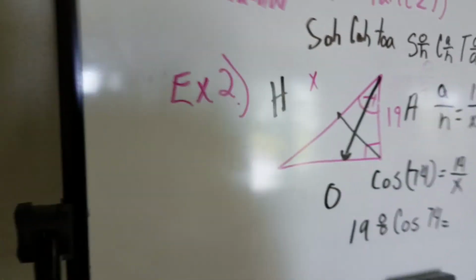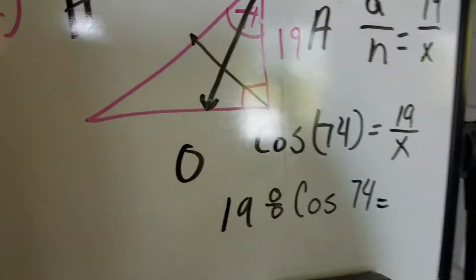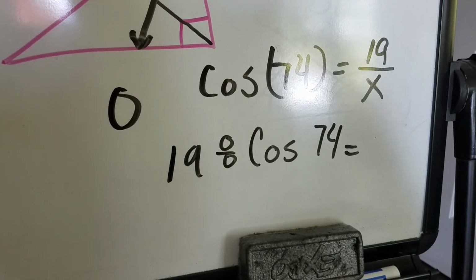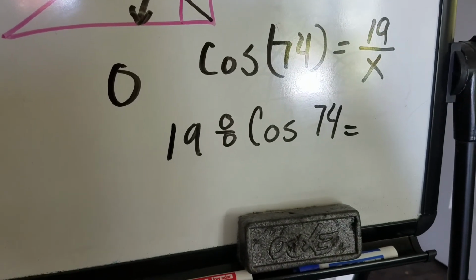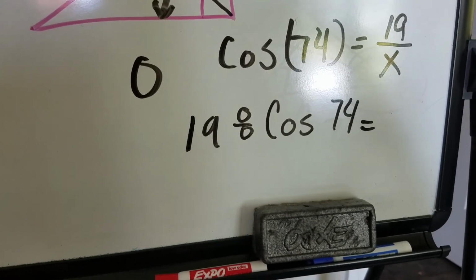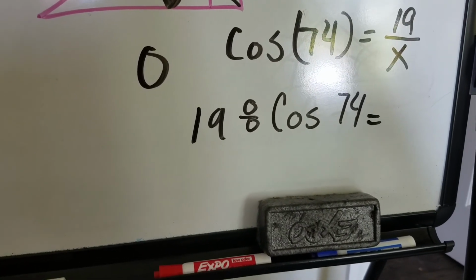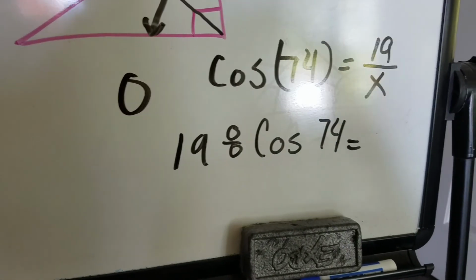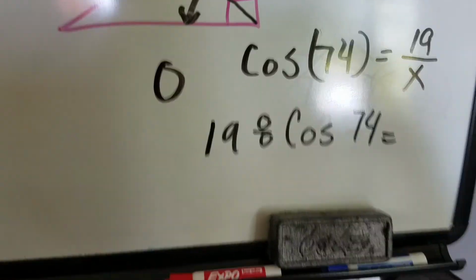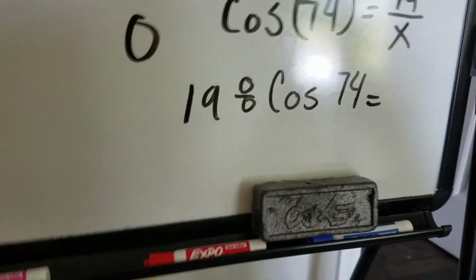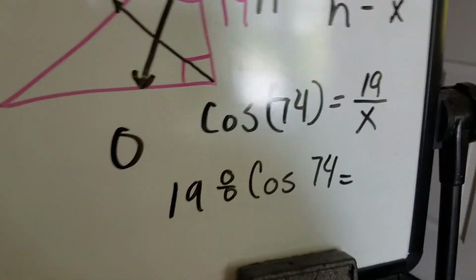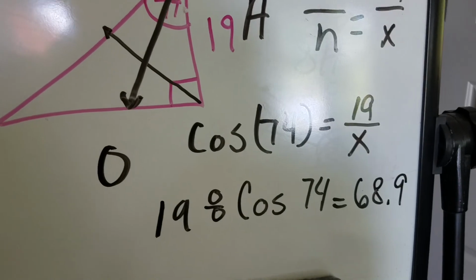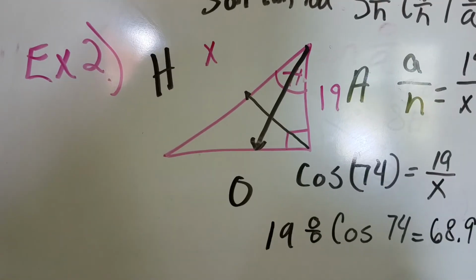Give me one second, I'll go to my calculator. I'm turning it on. It's so fun trying to do this one-handed. So if we do 19 divided by cosine of 74, you get 68.93. If I want to double check if I'm in degree mode, hold on. So yes, we were correct. 68.9 was your answer. So just go one decimal place, make it easy on yourself.